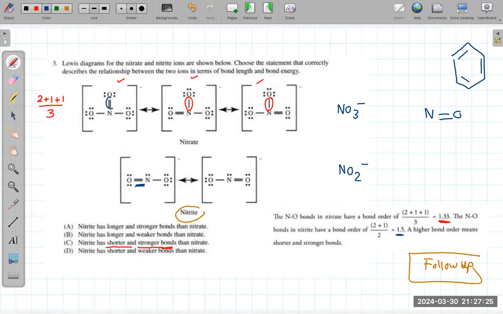And how many locations as per him? 1, 2, 3. And here 1, 2, 3. And here 1, 2, 3. In all of them, the bond order is 4 over 3, which is 1.33, and here the same 1.33, and here 1.33. But in this one, how many bonds do I have? 1, 2, 3, but it's divided over how many locations? 2 locations. So 3 over 2, that's equal to 1.5. This is how he is calculating the bond order. And he said that the one which has higher bond order means it is shorter and stronger.